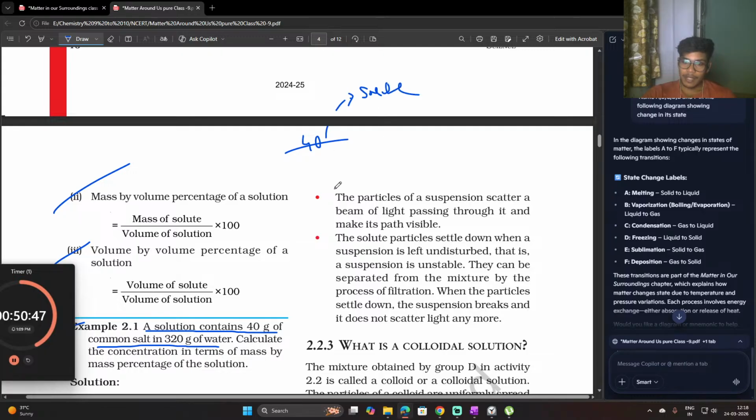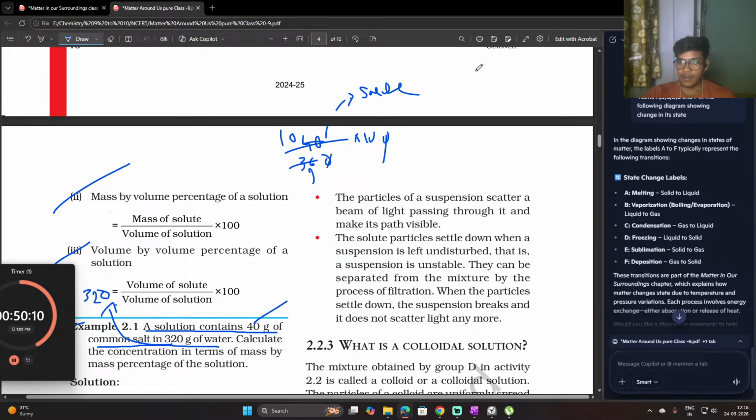and now I'm taking solution. So remember here the solute given is 40 gram of common salt, and the solvent given is 320. Remember, solvent, it's not solution, it's solvent. So I will take 40 plus 320, that is 360, as solution, into 100. Cut. Now 4 into 10, 1000 divided by 9, right?